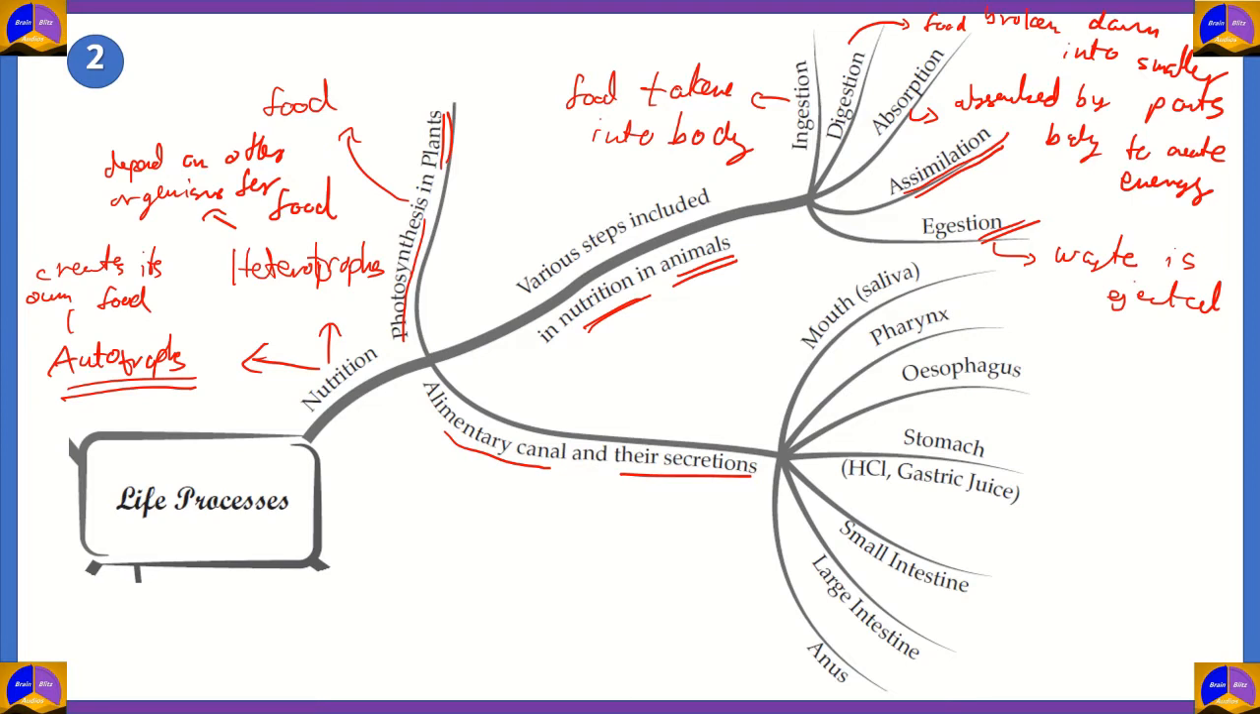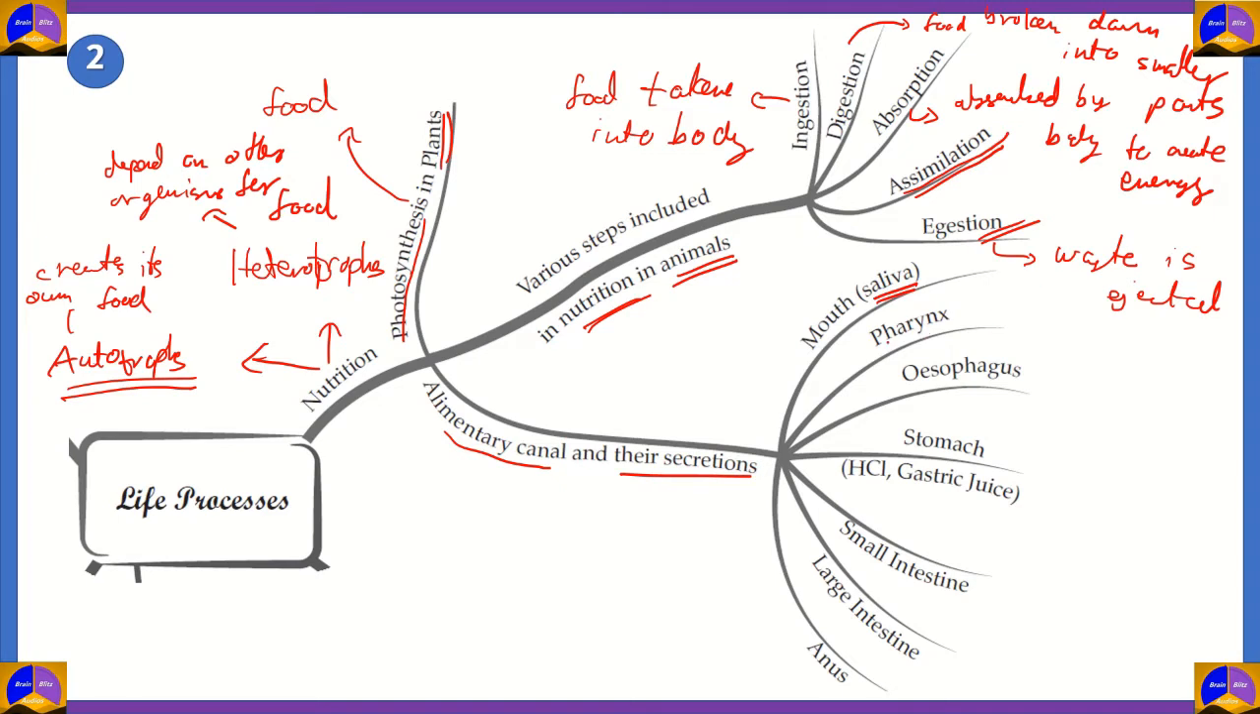So we have the mouth. This is where digestion starts. This is where we ingest our food and we start digesting starch and sugars. This is done with the help of a secretion known as saliva, which is basically amylase diluted in water.